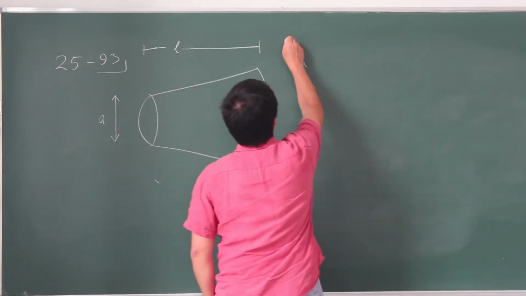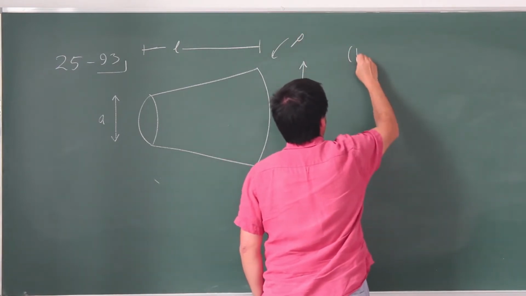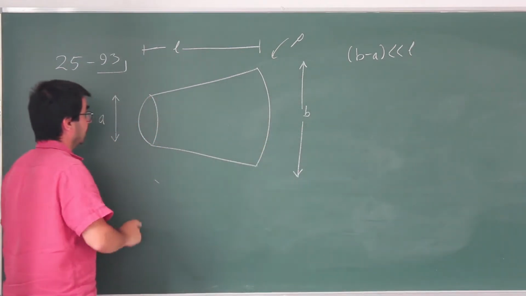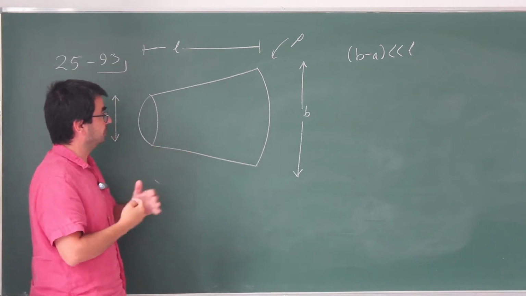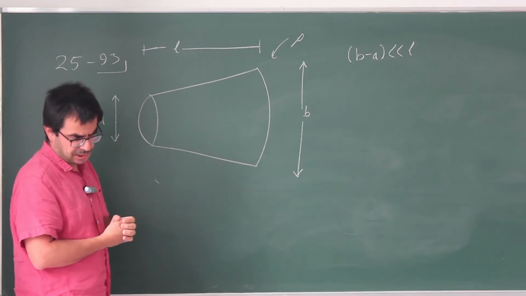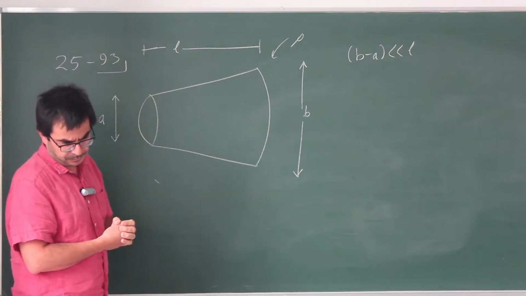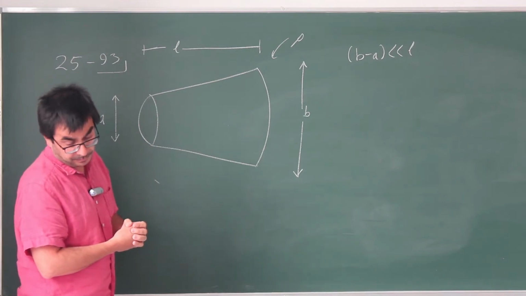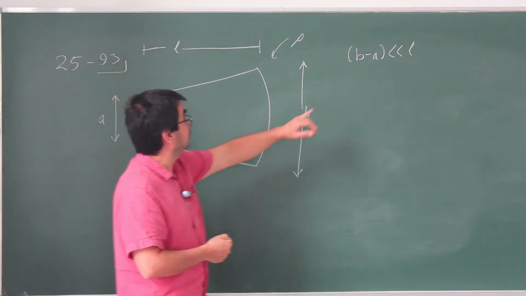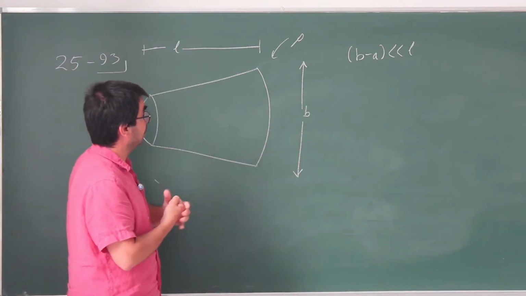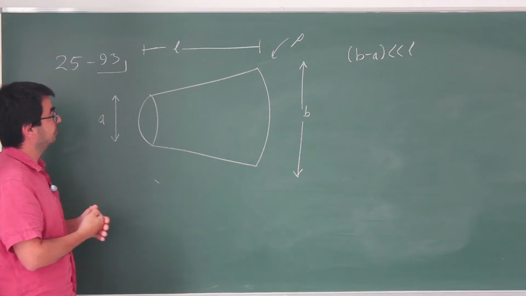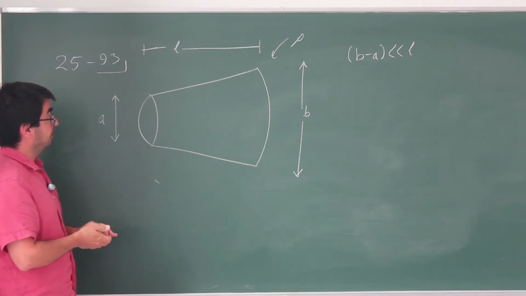So this has resistivity ρ, and the taper is small, so B minus A is much less than L. And we are looking at the resistance as the current flows this way. This is like a wire, but the wire's thickness changes as you move from one point to the other. We are going to assume that the current flows uniformly through each section, and this of course depends on the taper being small. If it was changing abruptly, the current would not flow uniformly, and that would lead to a different arrangement for the resistance.